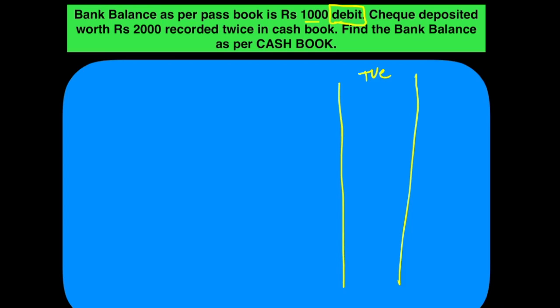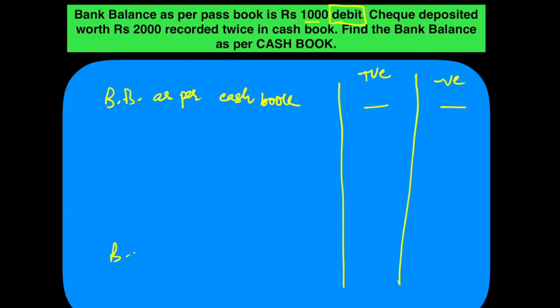This is the positive side and this is the negative side. We have bank balance as per cash book here. What is given? It is not mentioned. We have to find it out. So let us assume that it is either positive or negative.